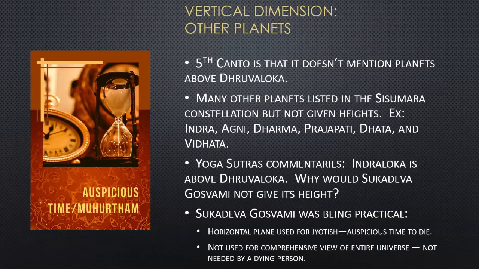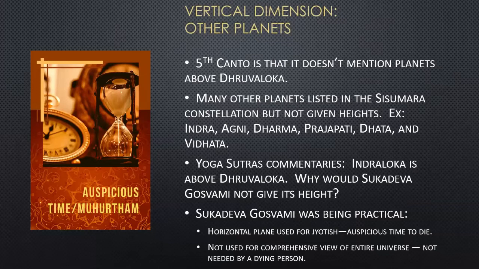That is given by Vishwanath Chakravarti Thakur in one of his commentaries as added-on information from another Purana. But the fifth canto itself of the Bhagavatam doesn't explicitly mention them. The fifth canto does mention other planets very quickly, such as in the Shishimar constellation. These are planets in the Shishimar constellation, but they are not given heights.